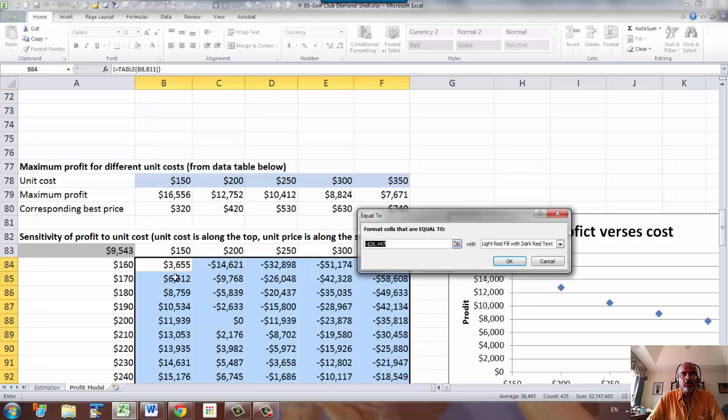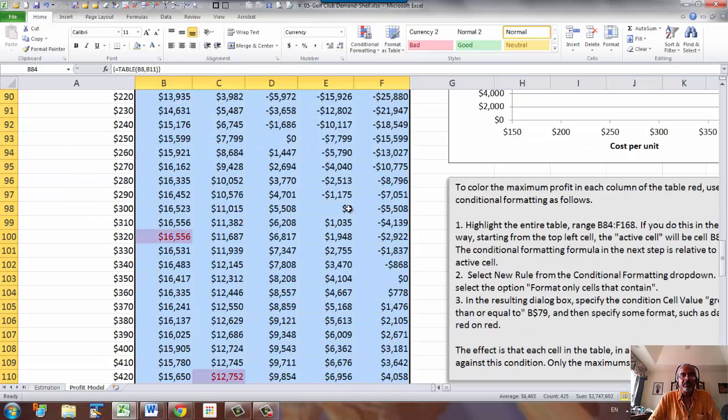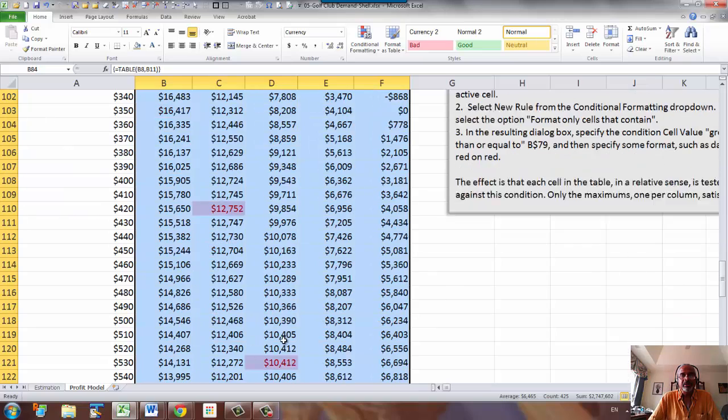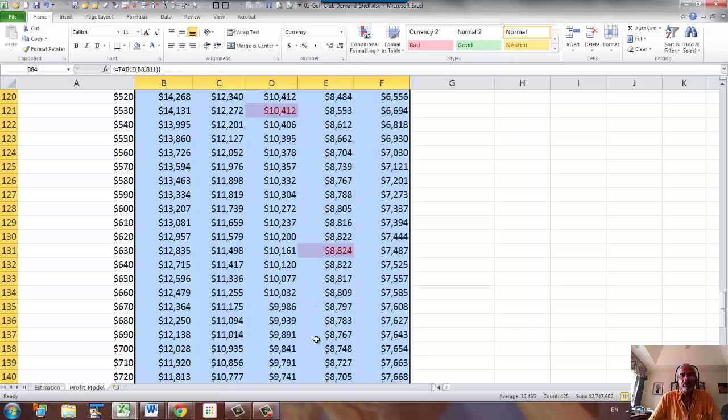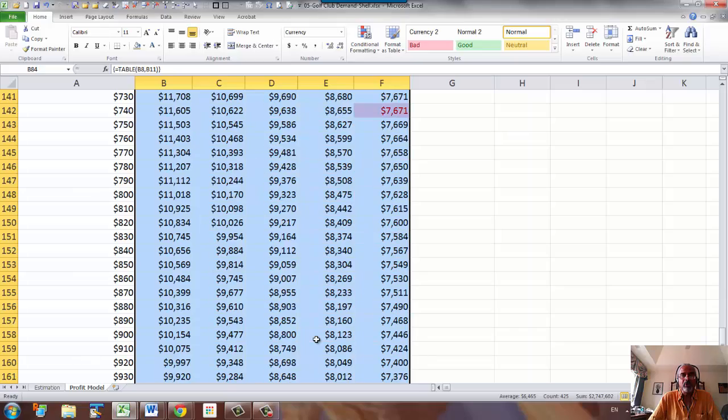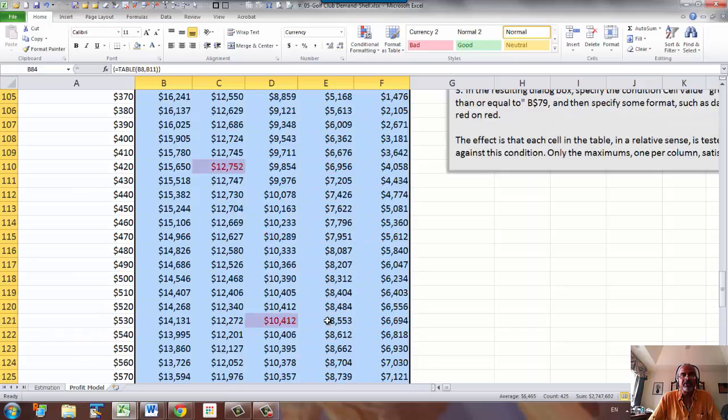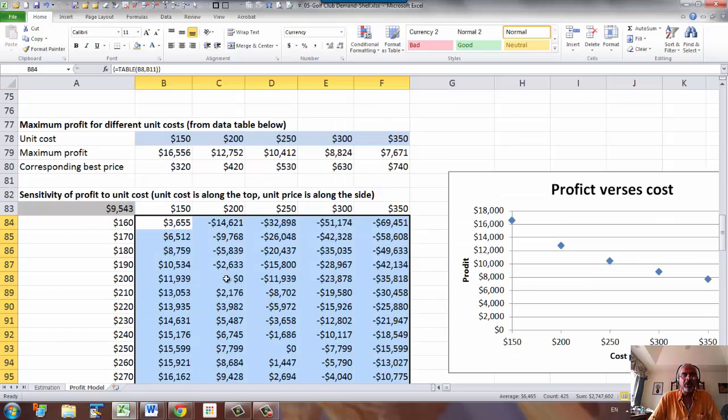Okay. So for each column, we want the maximum to be highlighted. So when you copy, the column should change and the row should not change. So that's what you have to do. So you should do $79. Then you see the conditional format works perfectly. If you don't do the absolute references correctly, the conditional format will not work properly.